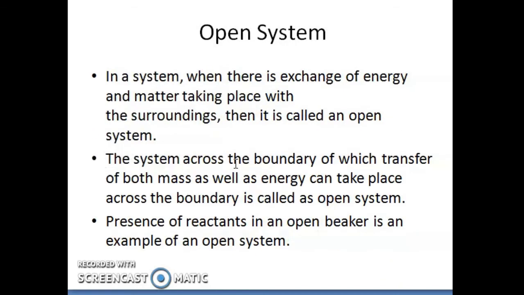The second type of system is the open system. In the open system, there will be exchange of energy as well as matter between the system and surroundings. Then we call those types of system open systems. So we could say it is a system across the boundary of which the transfer of both mass as well as energy takes place, and hence it is called an open system. For example, a reactant in an open beaker is an example of an open system.